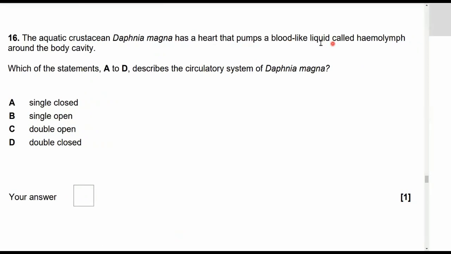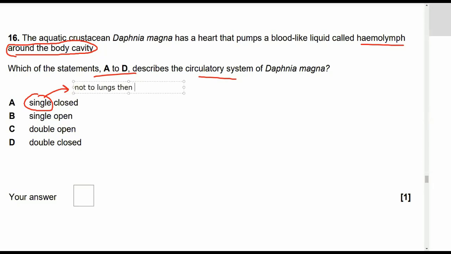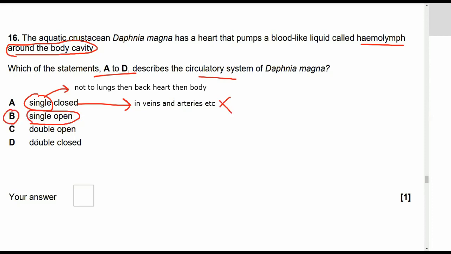The aquatic crustacean Daphnia magna has a heart that pumps a blood-like liquid called hemolymph around the body cavity. You'll find a lot of insects have that. Which of the statements A to D describes the circulatory system of Daphnia magna? Well, it's single. They don't have lungs, so it doesn't need to go back to the heart to get re-energized. It's not a double circulatory system like our heart. Is it closed or open? Well, closed means that the blood is held within veins and arteries. Do insects have veins and arteries? No, they don't. They don't have capillaries, veins, or arteries. So the Daphnia has a single and open system.